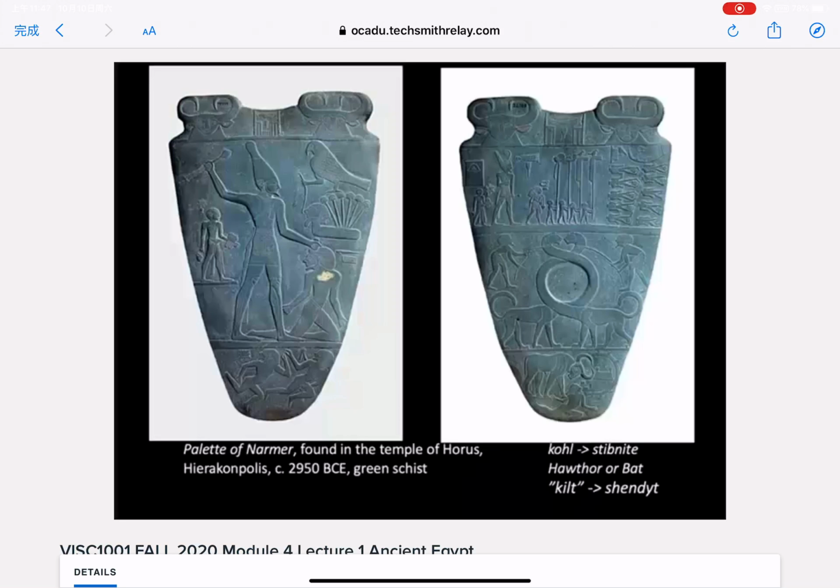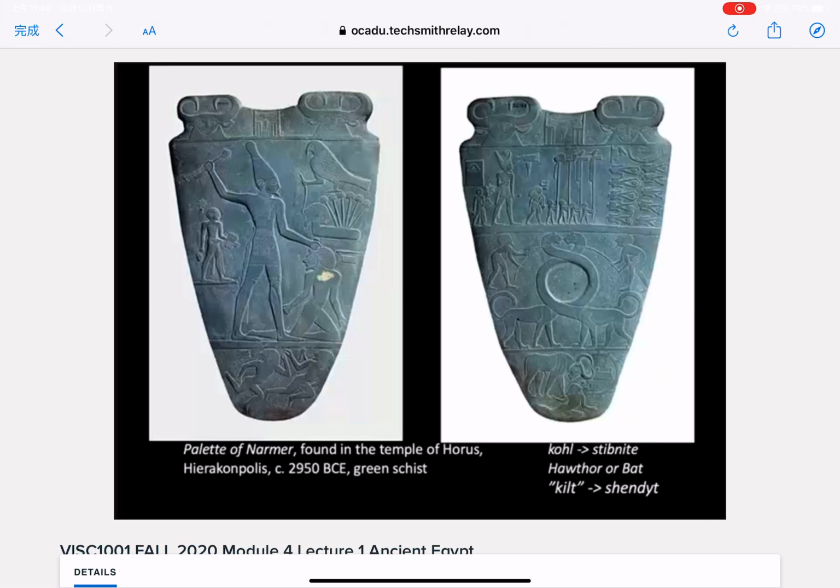Now, one of the earliest and most important Egyptian artifacts is this. I'm showing you both sides of an object that's carved bilaterally on both sides, and it's called the Palette of Narmer. The Palette of Narmer was found in the Temple of Horus in the city of Heracleopolis, and it dates to about 2950 BCE. It's carved from green schist, which is a type of stone.